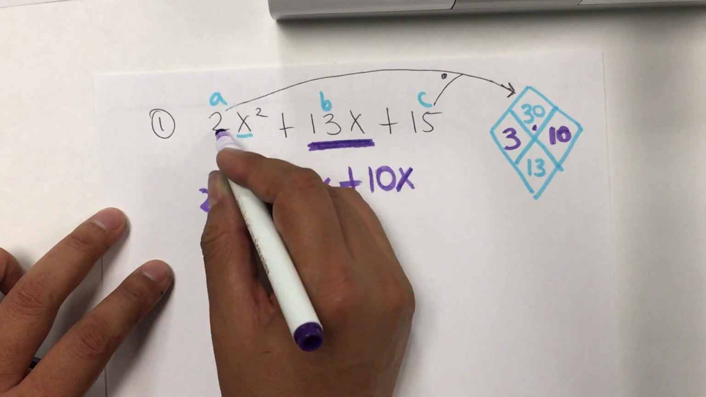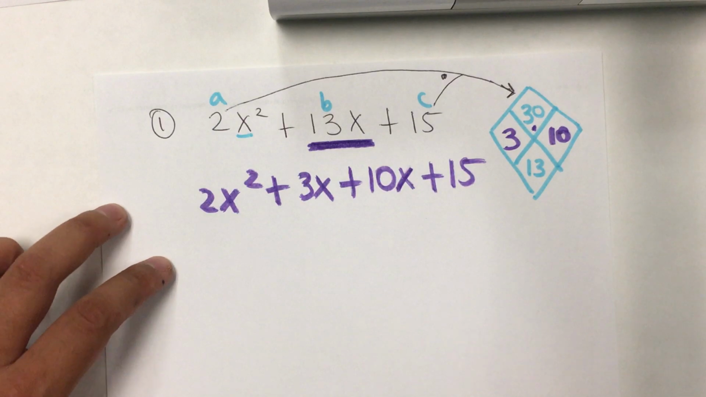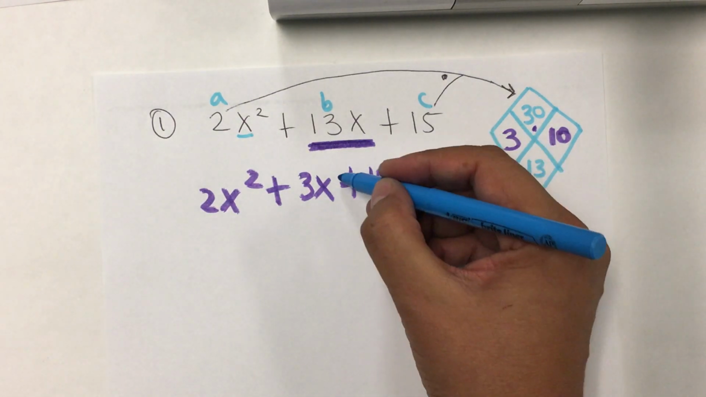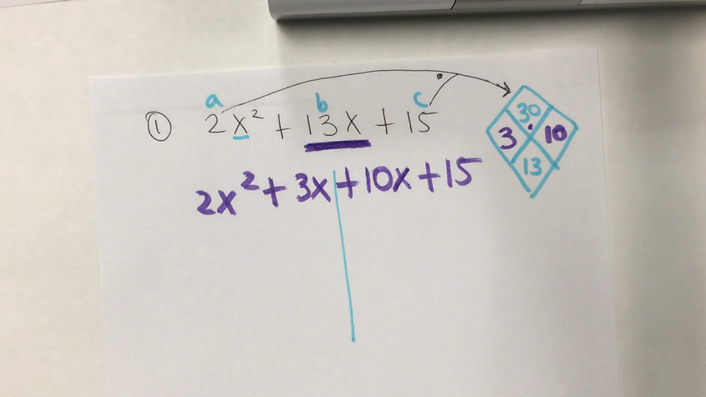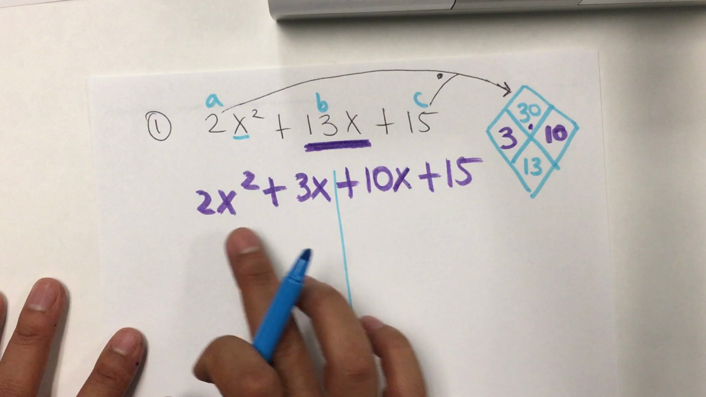And I bring down the 2x squared. I bring down the 15. And then I start grouping, which is what I did right before we started the first exercise. And so we look for the greatest common factor for 2 and 3 is 1, so we don't put it.